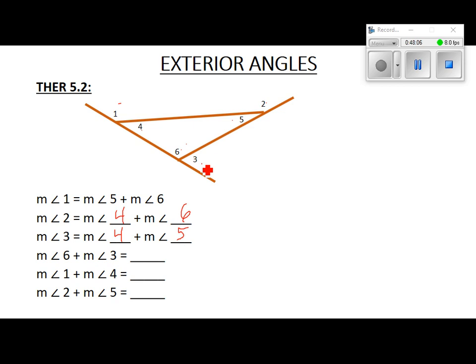Measure of angle 6 plus the measure of angle 3. What do we know about the measure of angle 6 and the measure of angle 3? It equals added together? 180? Equals 180, so write 180 in there. All this we can get just from this picture. How about measure of angle 1 plus measure of angle 4? 180. About the measure of angle 2 plus the measure of angle 5? 180 again.